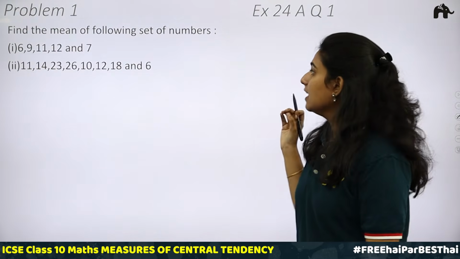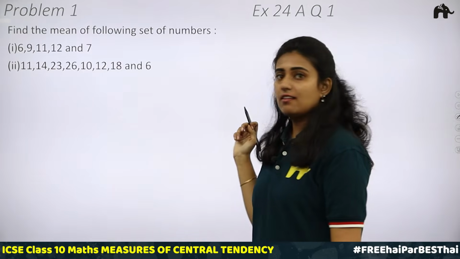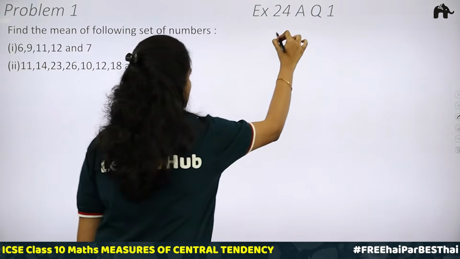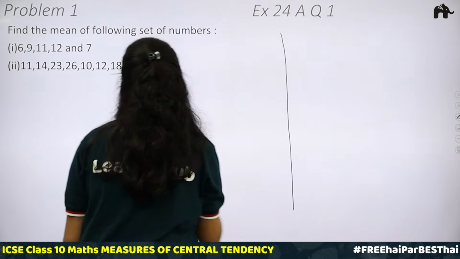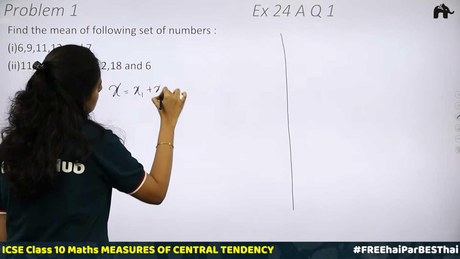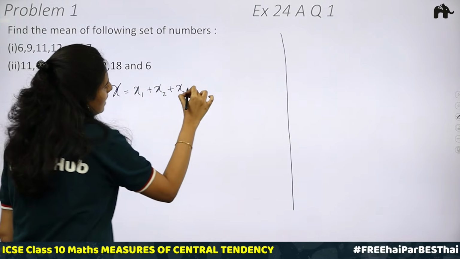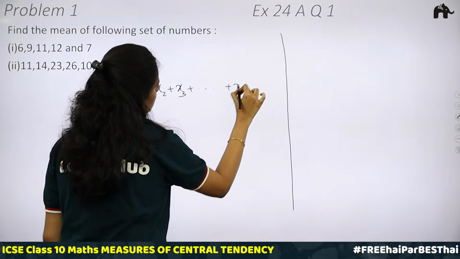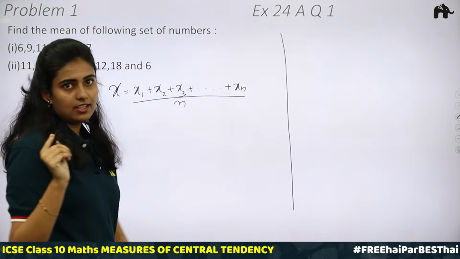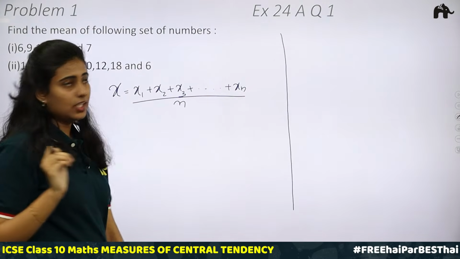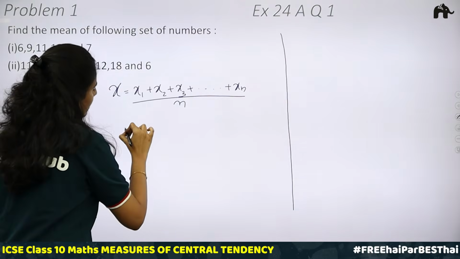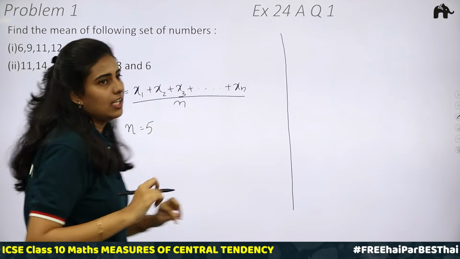The first set is 6, 9, 11, 12 and 7. Okay. How to find mean? We know mean is the average. We have mean x is equal to x1 plus x2 plus x3 plus etc. up to xn divided by n. What is n? Total number. Okay, here what is n? 1, 2, 3, 4, 5. We have n is equal to 5 in this case.